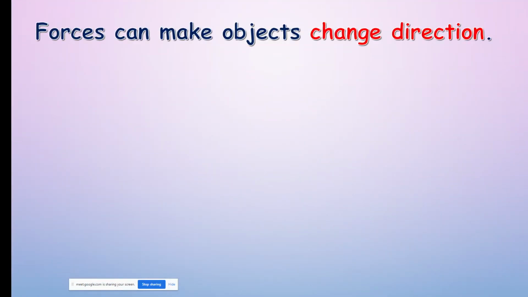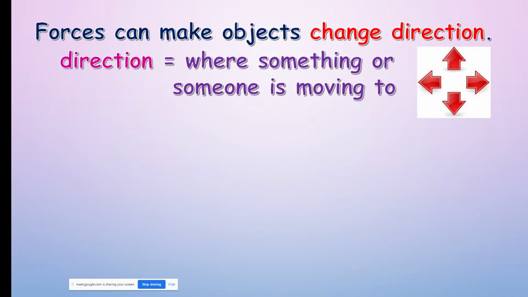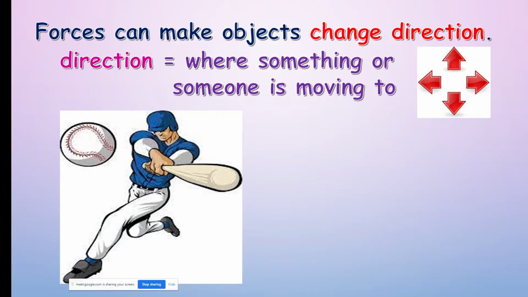Next, let us go to the next one. Forces can make objects change direction. When you say direction, it is where something or someone is moving to. For example, is it going up, going down, going to your left, going to your right. Where is it going? For example, when you have a ball and a bat.